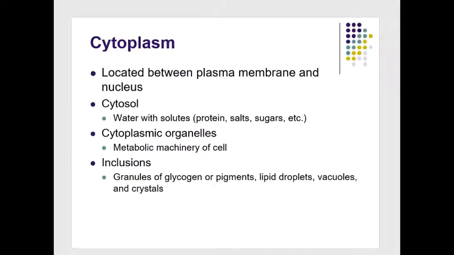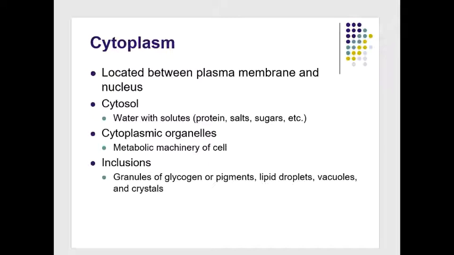Okay, we've talked about the plasma membrane, which is the exterior part of the cell. Let's go on and talk about the cytoplasm. The cytoplasm is all of the goo, as I like to call it, on the inside of the cell. So you can think of it kind of like Jell-O. It's not, but it's a good way to think about it. Okay, it's located between the plasma membrane and the nucleus. So it's all of the stuff within the cell other than the nucleus.